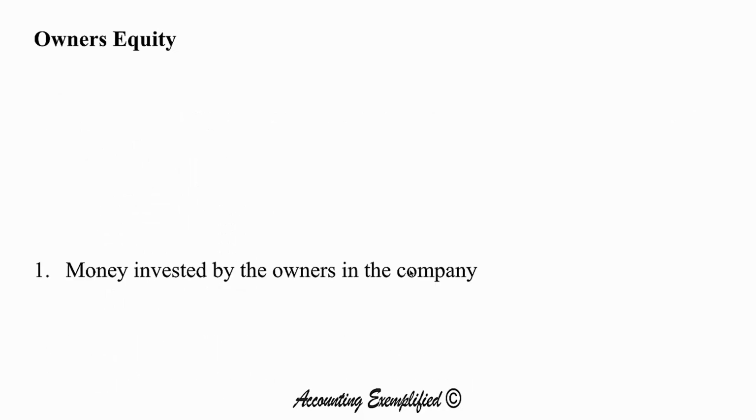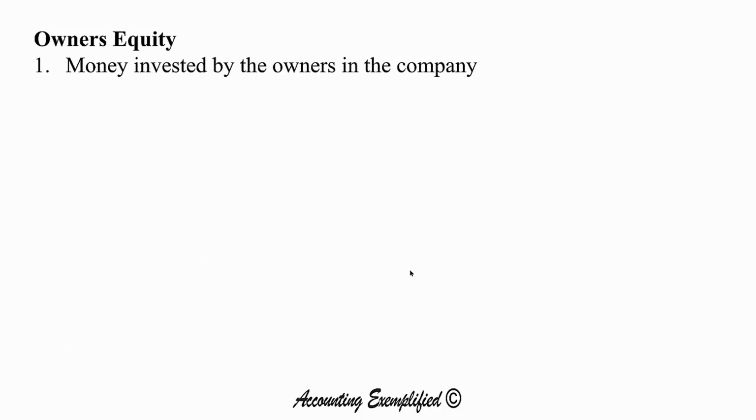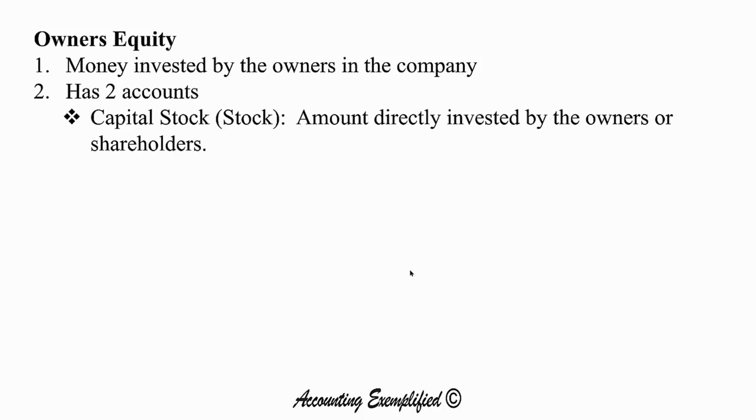Then comes the owner's equity. This can also be listed as the shareholders' equity. Now, what is the owner's equity? This account group gives you a report on the total money invested by the owners in the company. This account has two sub-accounts. First is the capital stock, or stock. This is the amount directly invested by the owners or the shareholders. That is, when the owners give the cash to the corporation or the company and get the stock in exchange.